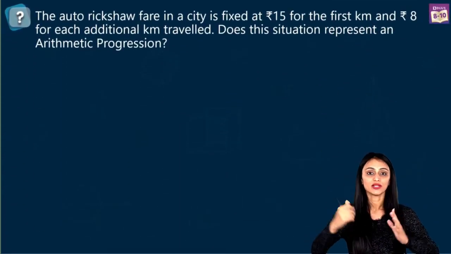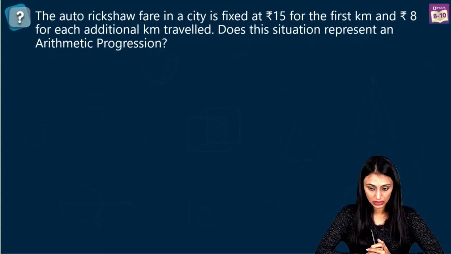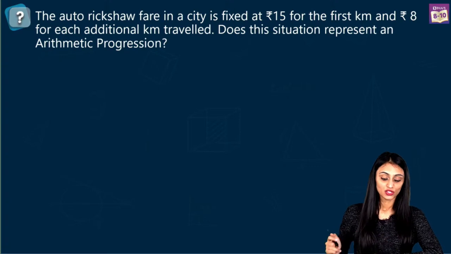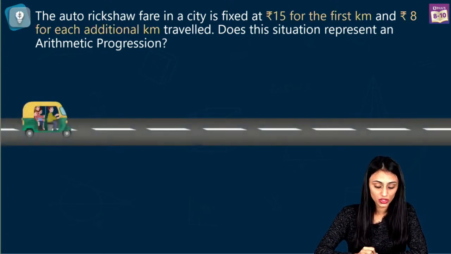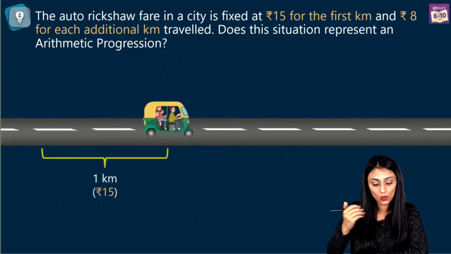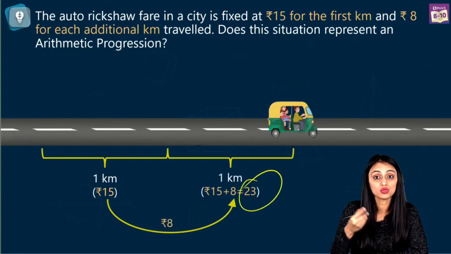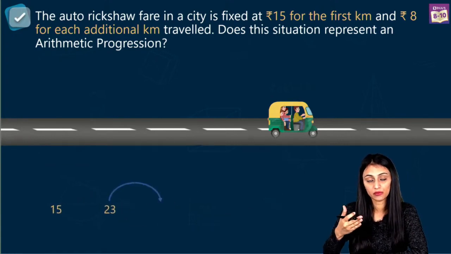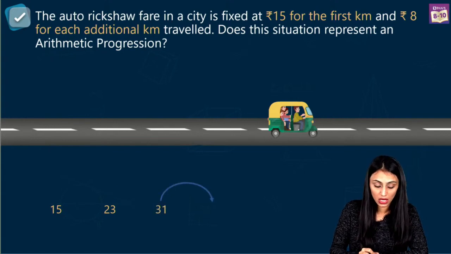Now, let's try out a question to understand this. The auto rickshaw fare in a city is fixed at rupees 15 for the first kilometer and rupees 8 for each additional kilometer travelled. Does this situation represent an arithmetic progression? So to check whether this is an arithmetic progression or not, let's take a look at this. So here this is the auto rickshaw. For the first kilometer, it is fixed that rupees 15 will be charged, right? Now for every subsequent kilometer, it is charging rupees 8. So for this additional kilometer, the overall fare then becomes 23. Now if it moves forward, if again it covers one more kilometer, we again add 8 rupees to it, right? It becomes 31. Again, if it covers one more kilometer, we add 8 to it, right? We get 39 and so on like this.